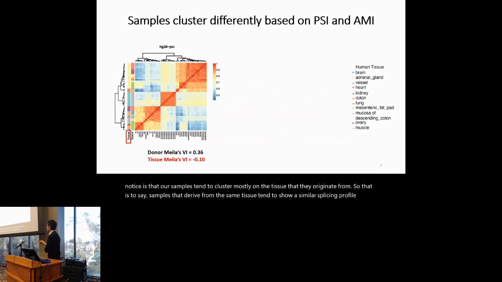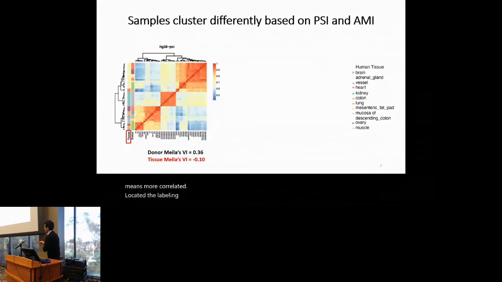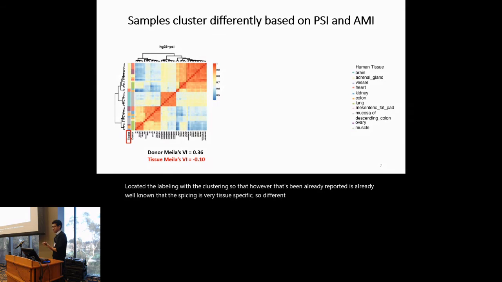That is further quantified using the Mila's variation of information, so lower values mean the labeling is more correlated with the clustering. However, that has already been reported. It's already well known that splicing is very tissue specific, so different RNA binding proteins are expressed in different tissues.